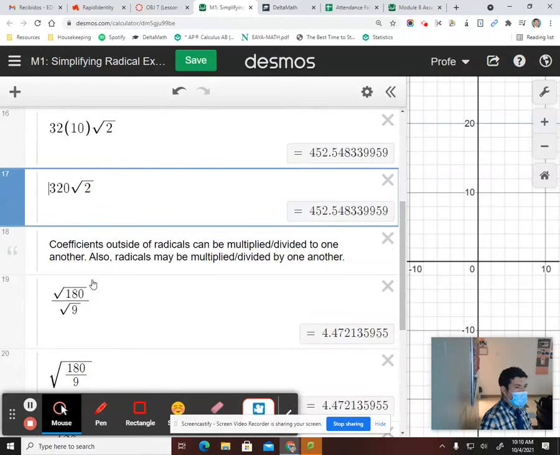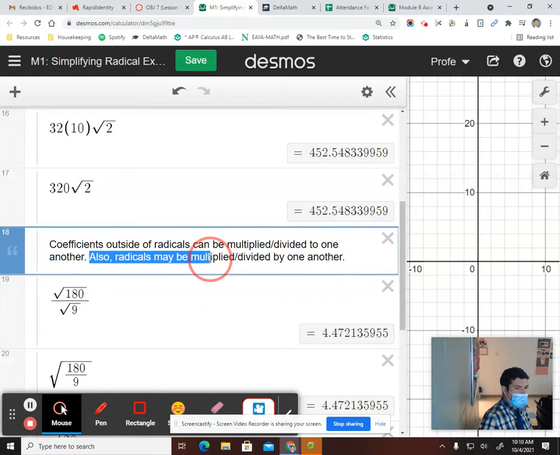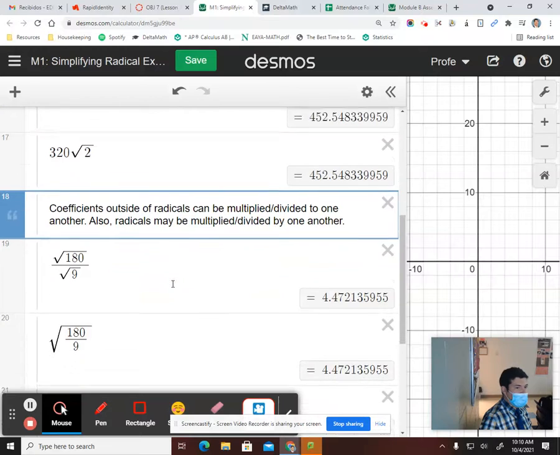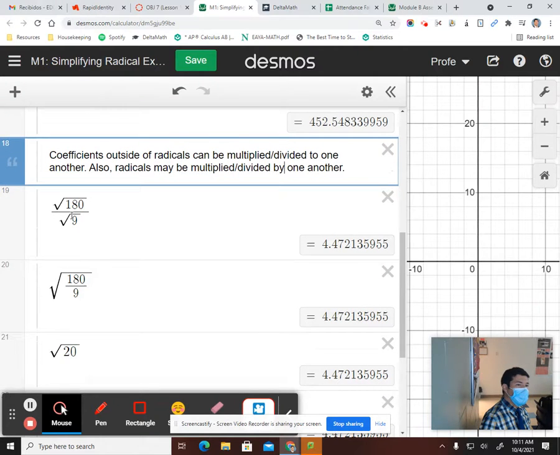All right? What's my rule there? That coefficients outside of radicals can be multiplied or divided to one another, and radicals can be multiplied or divided to one another as well. Let's see that in action. If I were to take the square root of 180 and divide it by the square root of 9, I can simply divide those two numbers because they're both radicals. Now, if one of them were a coefficient and one a radical, I would not be able to combine them or to divide them in any way.